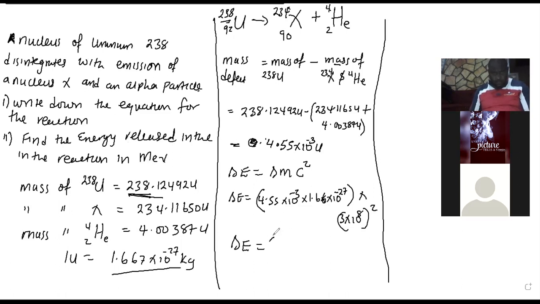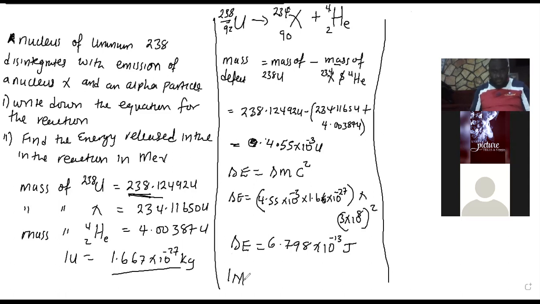6.798 times 10 to the power negative 13. Now this one takes you straight away to joules. Now they said, find the energy released in mega electron volts. So because this one has brought us to joules, they want us to convert to mega electron volts.